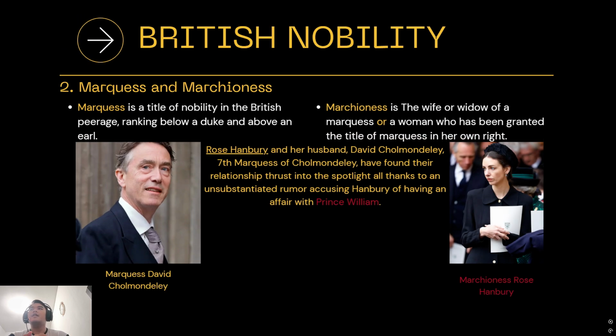And then there is Marquess and Marchioness. Marquess is a title of nobility in the British peerage, ranking below a duke and above an earl. Meanwhile, Marchioness is the wife or widow of a marquess, or a woman who has been granted the title of marquess in her own right. This is the picture of Marquess David Cholmondeley and Marchioness Rose Hanbury.